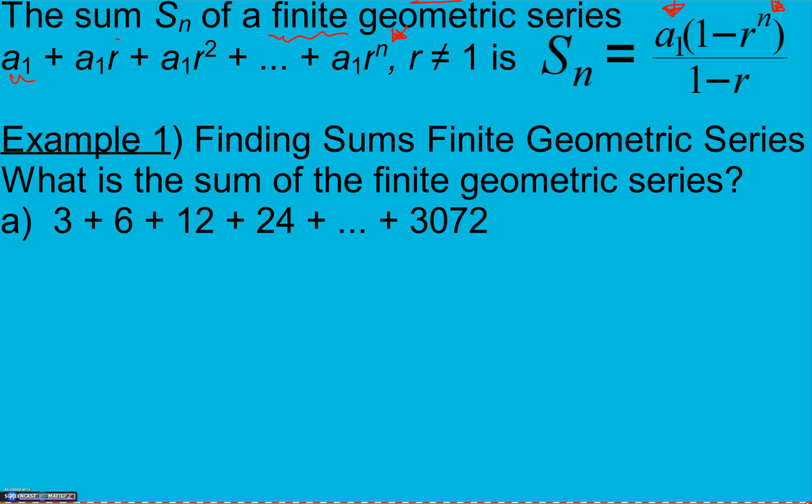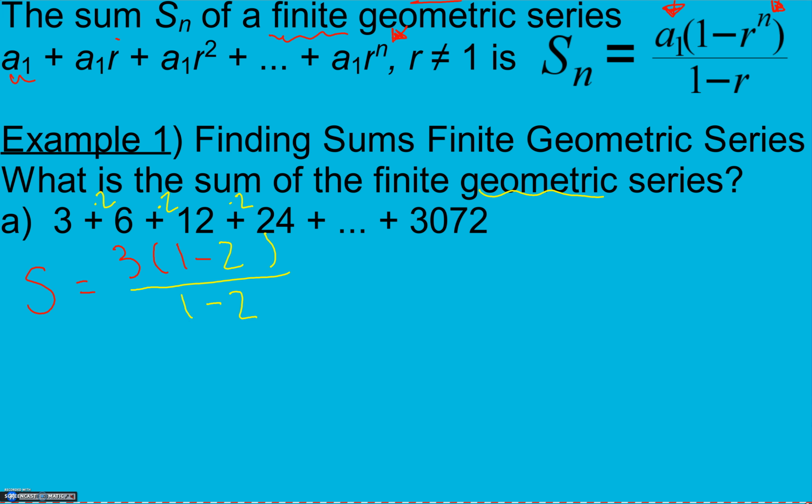We know our first term is 3. So we can find our common ratio. We know it's geometric, which means we're going to multiply. So 3 to 6 is times 2. 6 to 12 is times 2. 12 to 24 is times 2. So we multiply by 2 every time. I don't know what n is though. So we need to figure it out.